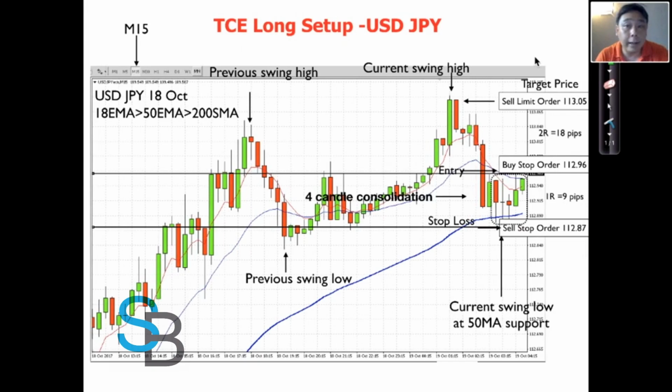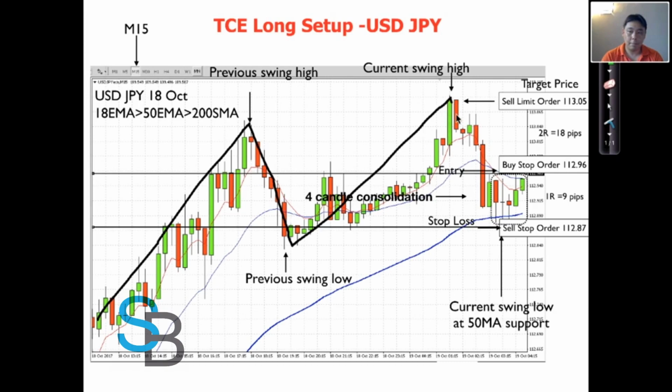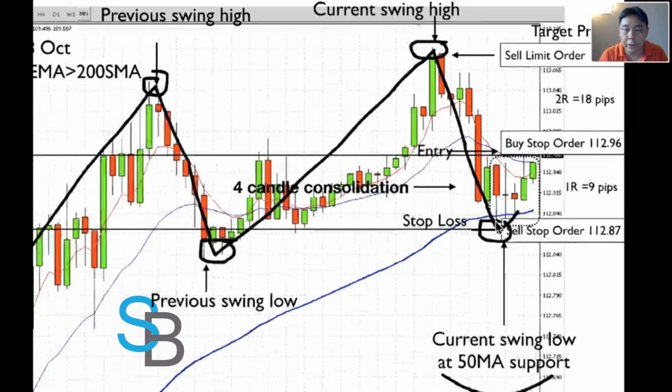Okay, next example is dollar yen. So once again, let's see if you can spot the pattern. All right, so again, we have a current swing high above the previous swing high. We have the current swing low above the previous swing low. So this is the current low. Is there a reliable support? Yes, it is, and it is finding support at, once again, the 50 moving average acting as a support.